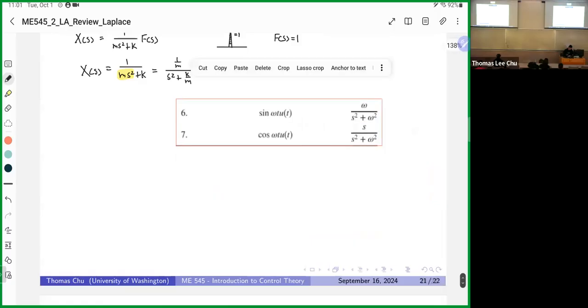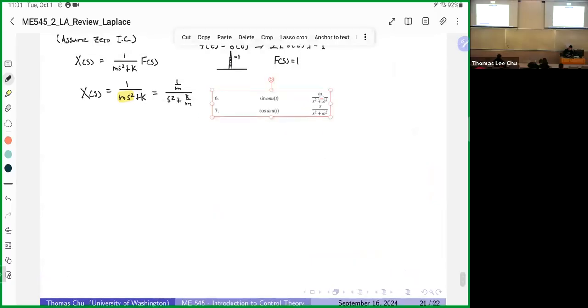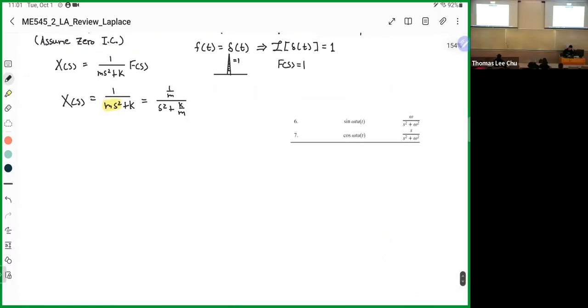All right, perfect. So if we look at this table here, on the left-hand side, this is f of t. On the right-hand side, it's f of s. So that's the frequency domain. If we were to take the Laplace transform of sine, we would get that. If we were to take the Laplace transform of cosine, we would get that.